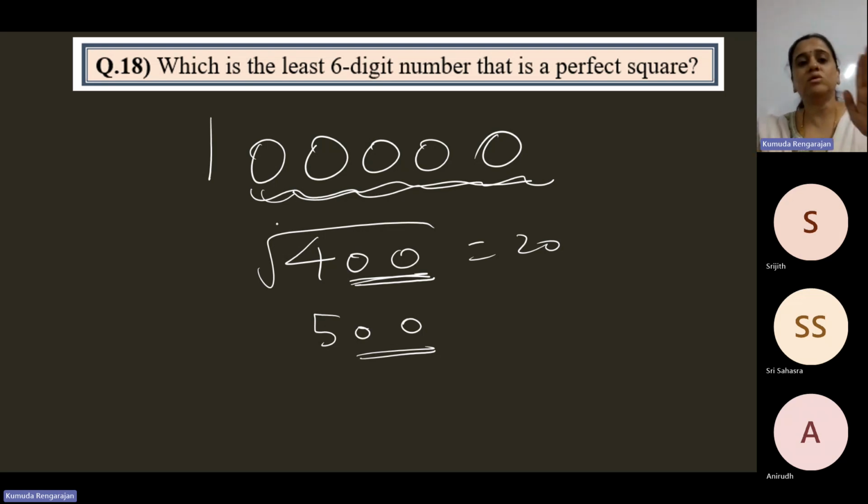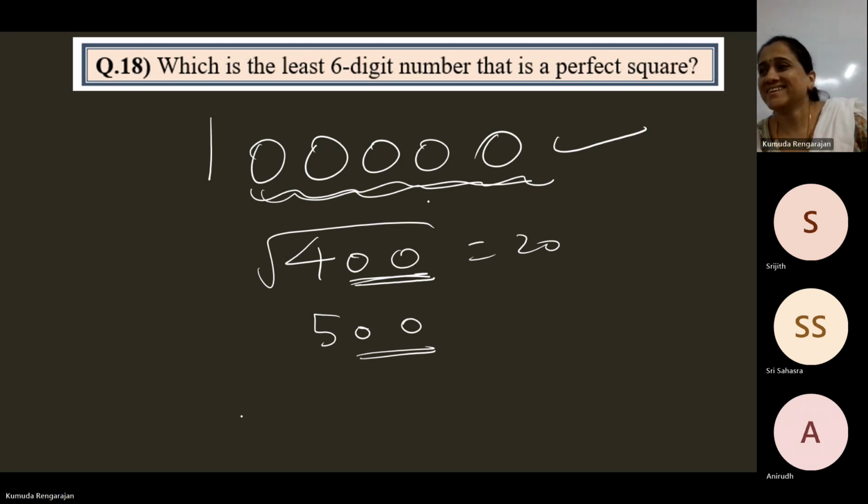So you should find the smallest 6-digit number that's a perfect square. This is the smallest 6-digit number. Will the answer to this question be more than this or less than this? If the answer is less than this, it will be a 5-digit number, because if you subtract 1, it will become a 5-digit number.